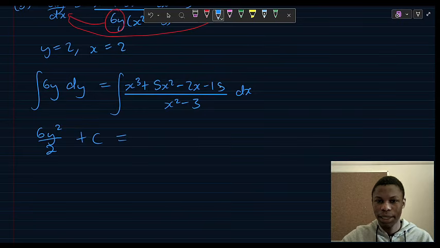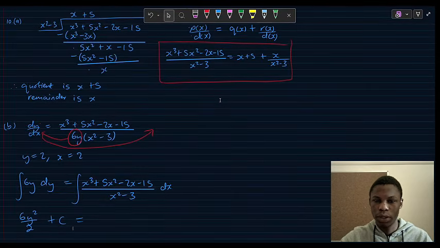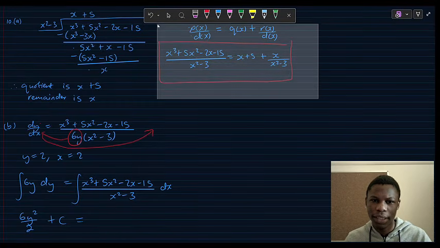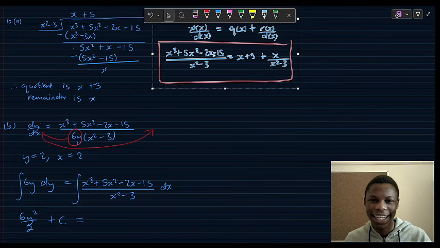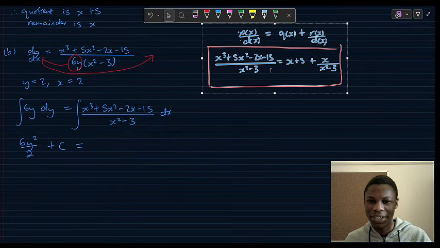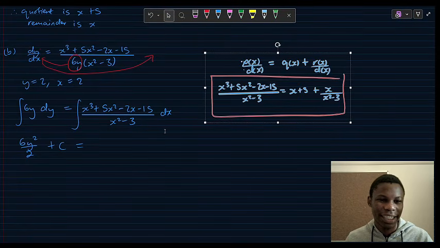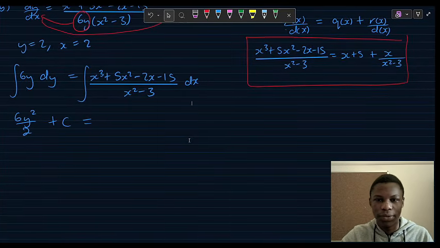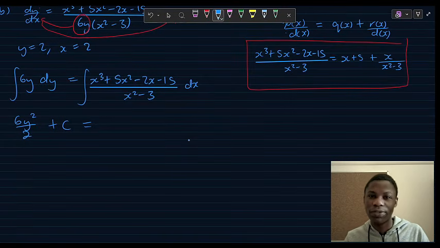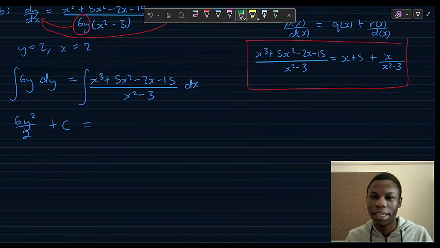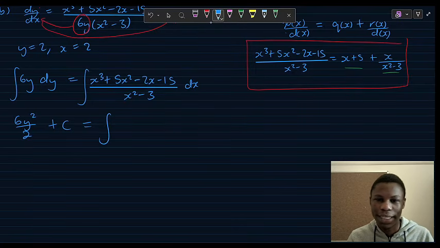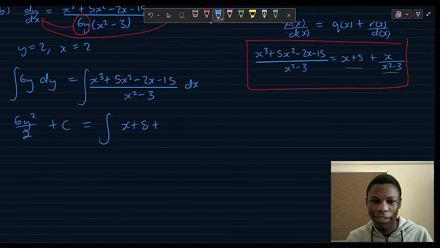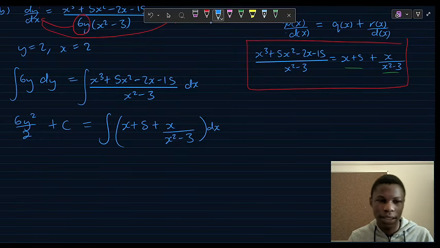And then for the right-hand side, so remember the result we talked about earlier, right? And if you just happen to skip part A and jump straight to part B, this is the result we're going to use. Watch part A first, if you didn't watch part A. But we can, well, we can if you really wanted to integrate this, but it's very difficult to integrate this directly. So we would rather integrate x plus 5 plus x over x squared minus 3. So we're going to rewrite this as the integral of x plus 5 plus x over x squared minus 3, and this is all with respect to x.